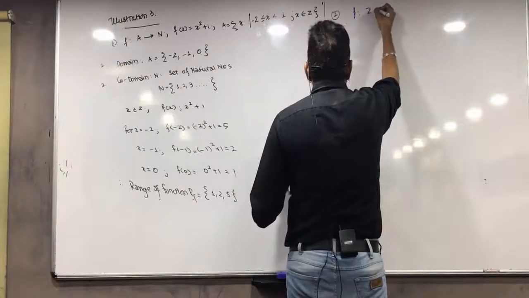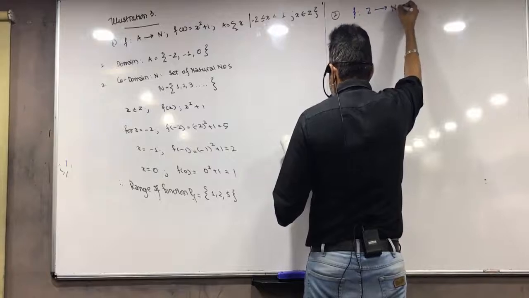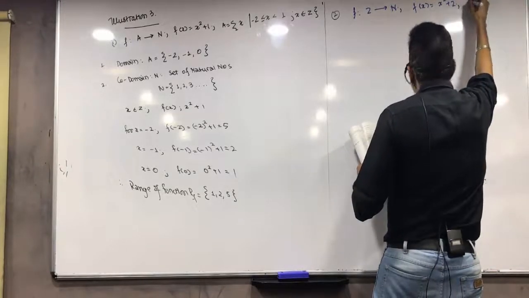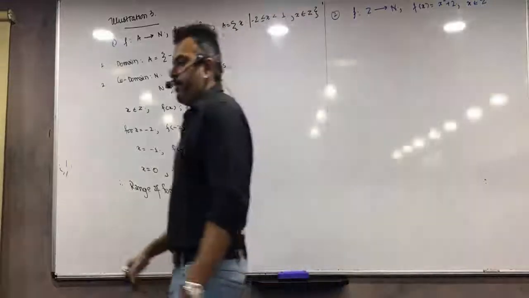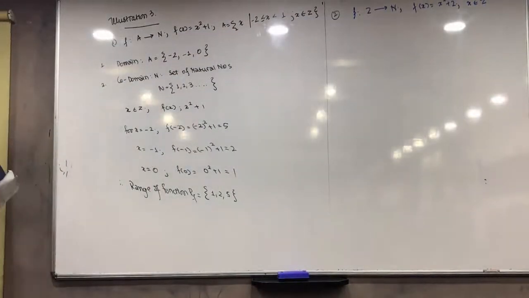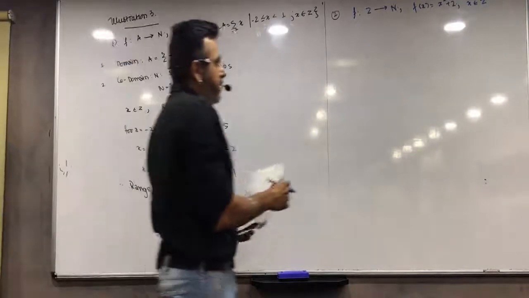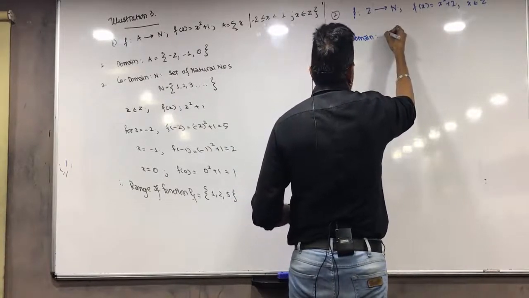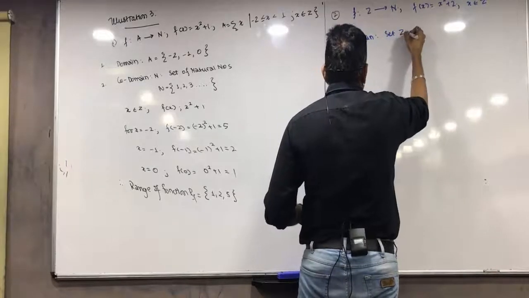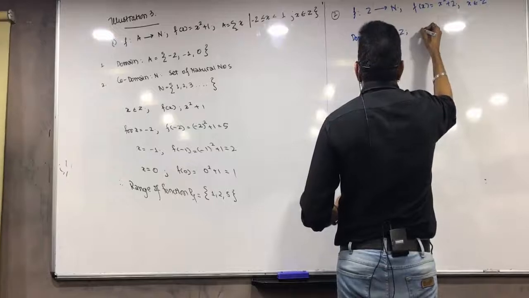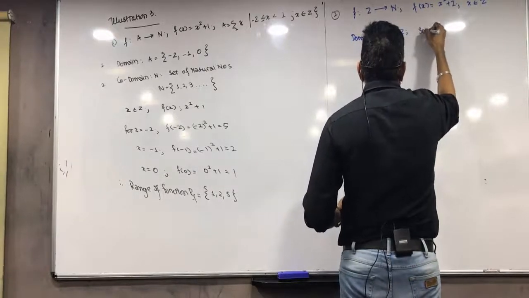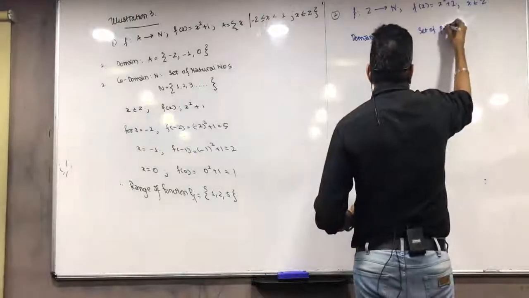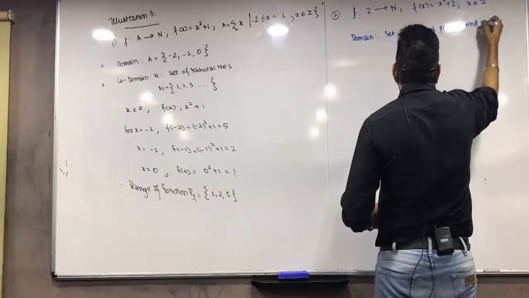F, set Z to set N. Tricky one, important for exam. f of x is x square plus 2, x belongs to Z. Write down domain. Set Z. What is Z? Set of positive and negative integers.